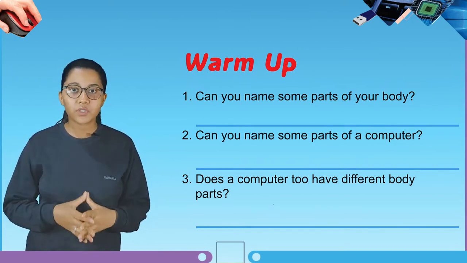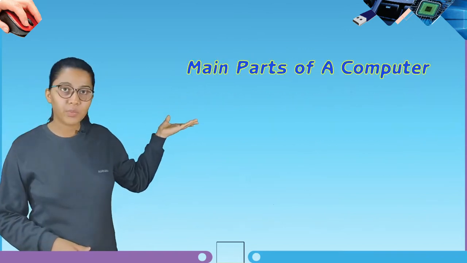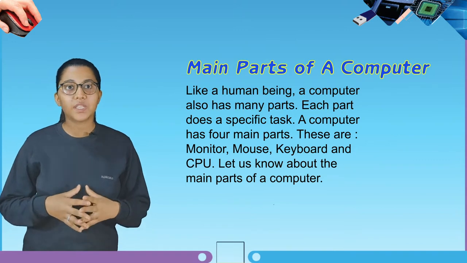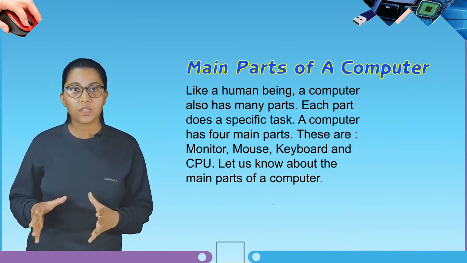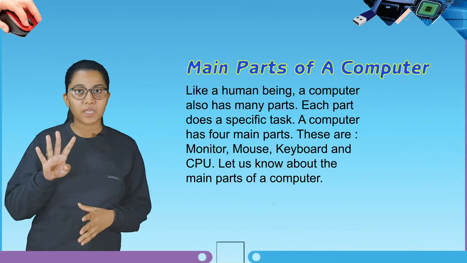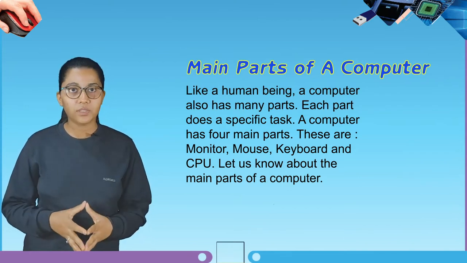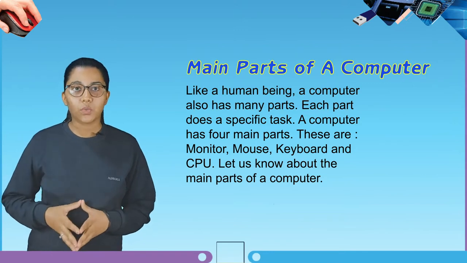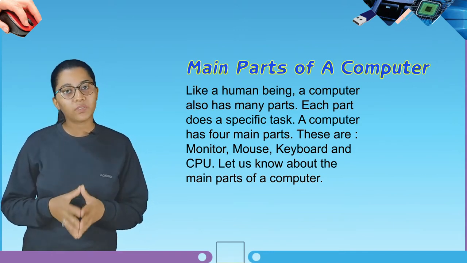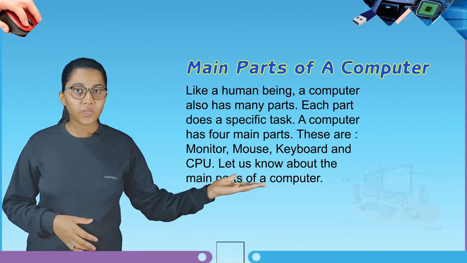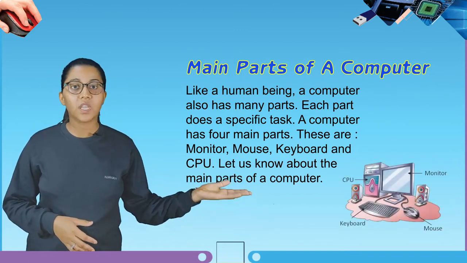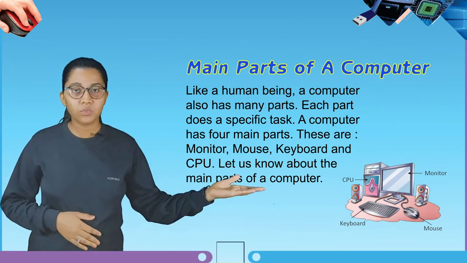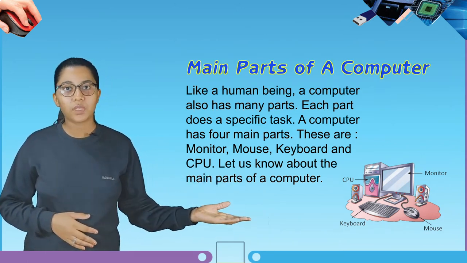So students, our first topic is the main parts of a computer. Like a human being, a computer also has many parts. Each part does a specific task. A computer has 4 main parts and these are monitor, mouse, keyboard and a CPU. So let's know about the main parts of our computer. Now you can see a picture here. In this we can see the 4 main parts of a computer: CPU, monitor, mouse and a keyboard.